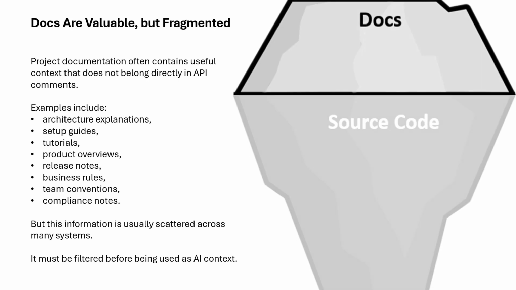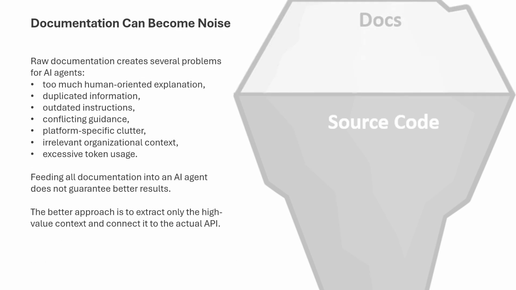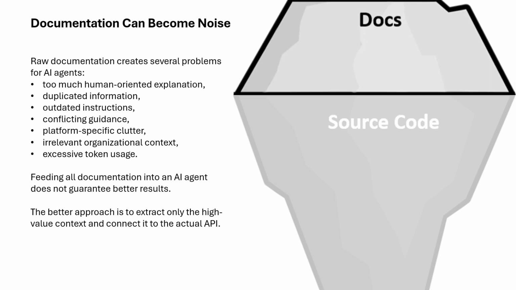Documentation still matters. A lot of important context does not belong directly inside method-level API comments. For example, architecture notes can explain the design intent. Setup guides can explain how the library is initialized. Tutorials can show common workflows. Business rules can explain why certain behaviors exist. The problem is that this information is usually scattered across many places: wikis, portals, repositories, project documents, and release notes.